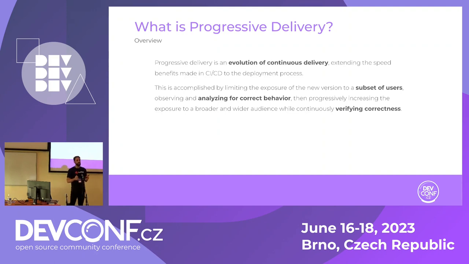And if everything is okay, the idea is to increase the traffic or the number of users using this new version and decrease the traffic in the old or current version. And you repeat this process until you have all traffic redirected to this new version. That's more or less the idea of progressive delivery.